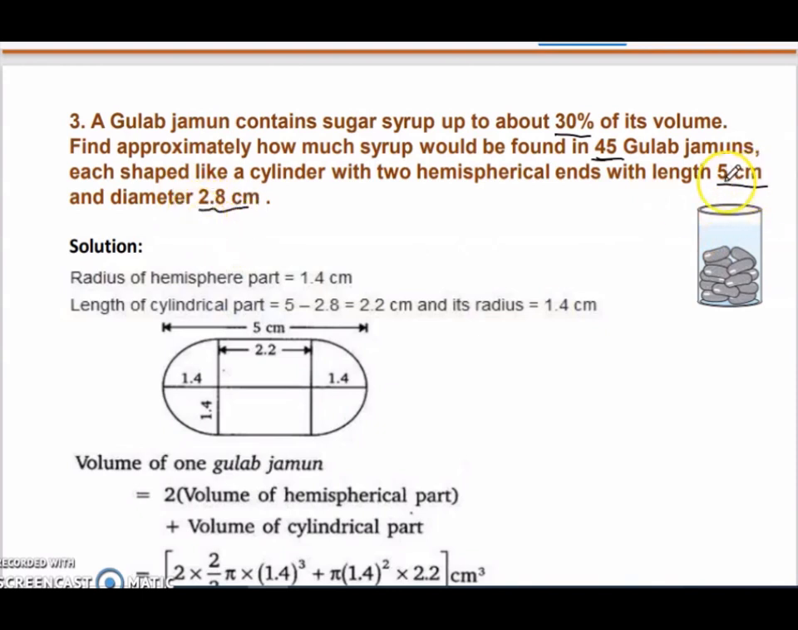Now, the length that is given is for the entire solid together. That is, the solid is a cylinder which is having two hemispherical ends. So height of this entire thing is 5 centimeter. It is given 2.8 is the diameter, so radius will be 1.4. So radius of this hemispherical part is 1.4. This side also it is 1.4. So you have to subtract 2.8 from 5. 5 minus 2.8, that is 2.2, will be the height of the cylinder.